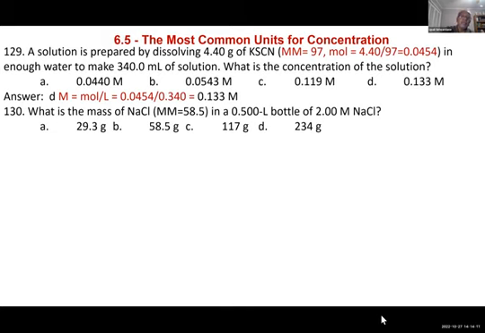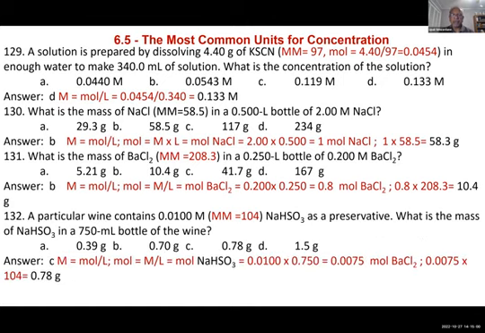Try to understand. I start with the definition. Molarity is equal to moles divided by liters. Then I get the moles from the question: 4.40 grams divided by the molar mass of KSCN. I get the moles. Then I plug in the moles divided by liters. They have given the solution as 340 milliliters, converted to liters is 0.340. Then I get the molarity of 0.133, the choice D. So this is what I am talking about.